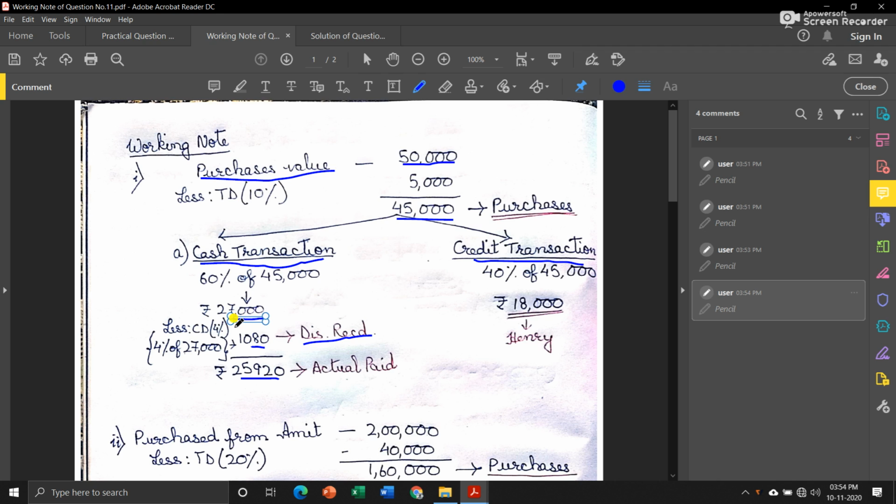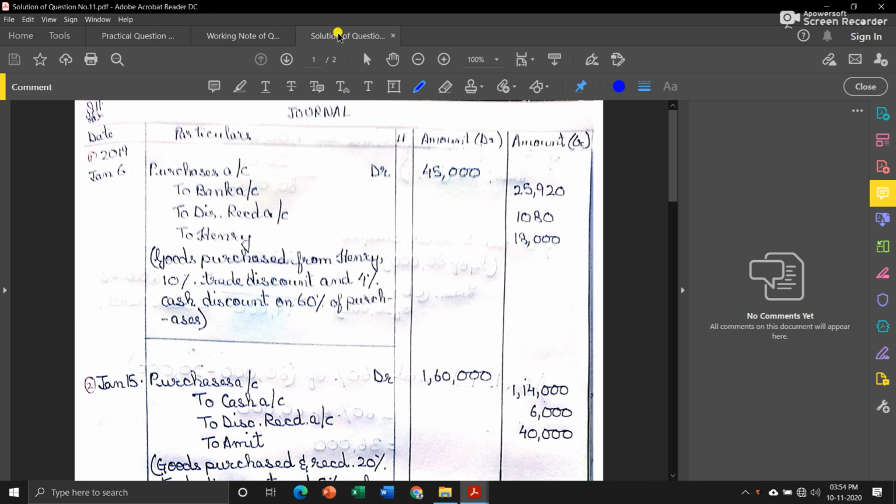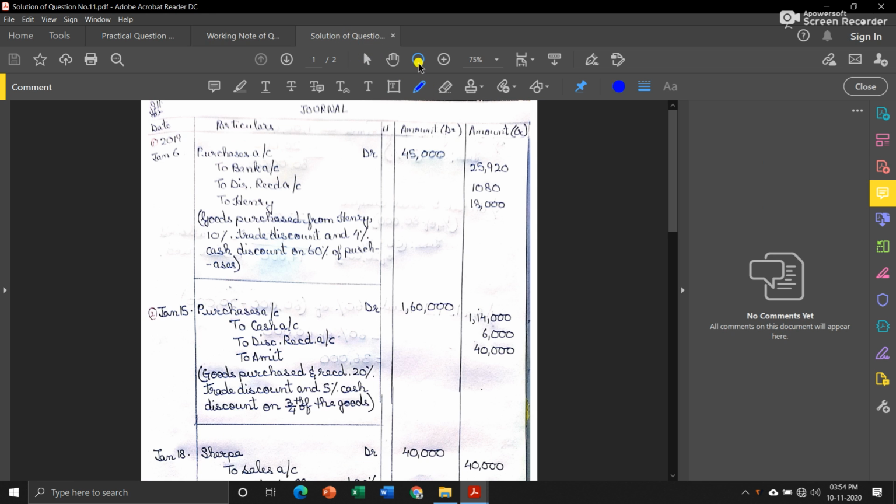I hope you have understood this working note part, and if not, you can rewind the video and watch it again, because unless your working note or working process is clear, you will not be able to pass the journal entry. Now, if you have understood the working note, let us come to the journal entry part. Sorry, the starting part is a little blurry.